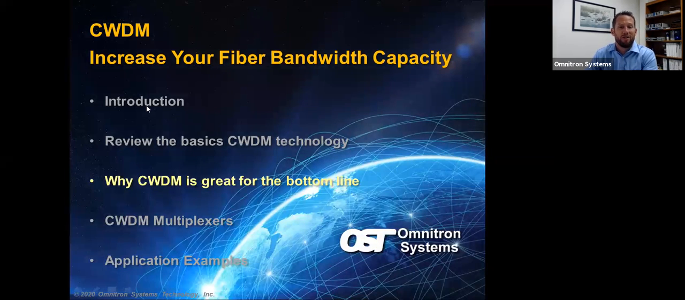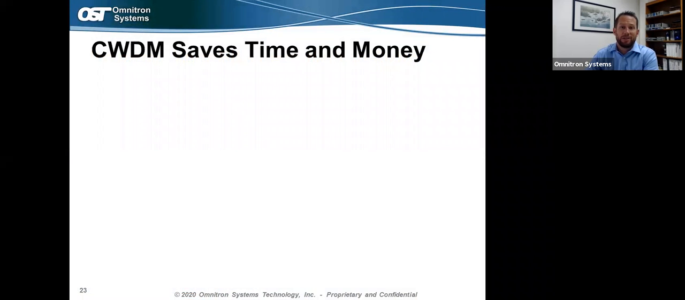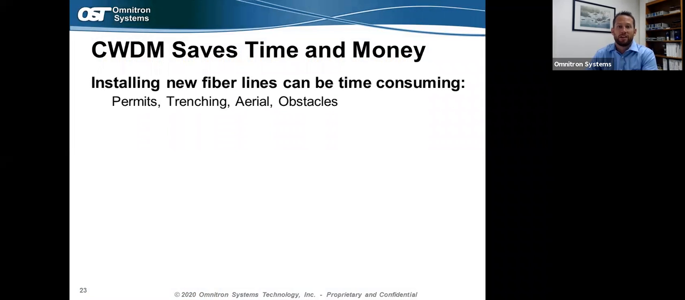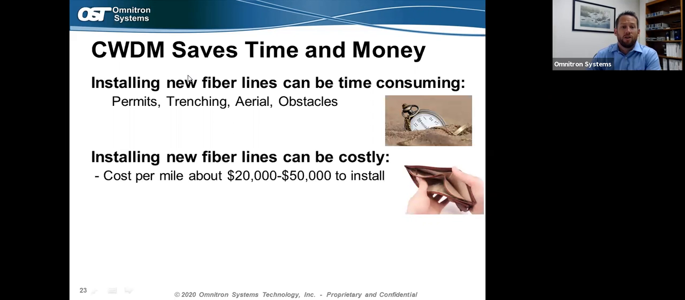So now we'll go ahead and talk about why CWDM is great for the bottom line. So right off the bat, CWDM is going to save you time and money. When it comes to installing new fiber lines, this can be very time consuming. Whether you're having to obtain permits from the city or do some trenching, or if you're doing aerial fiber and having to rent some pole space, or there could be obstacles in your way, like a railroad or a river or a mountain, it's going to really take a lot of time to get that fiber in the ground. Installing new fiber lines can be quite costly as well. We've heard estimates anywhere from $20,000 up to $50,000 or more per mile to install fiber cabling.